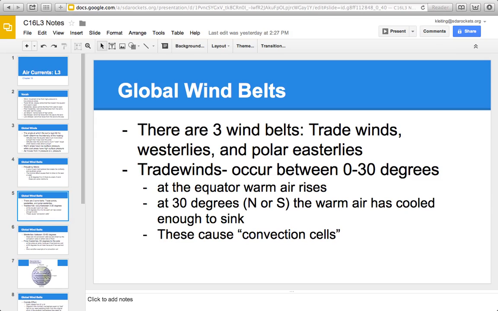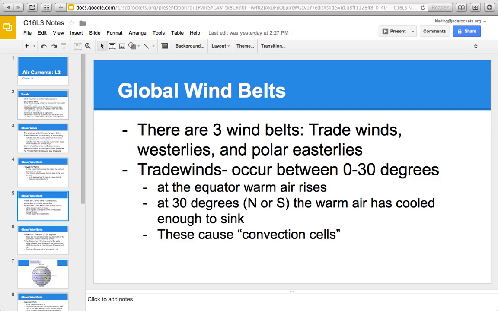The trade winds occur between 0, so the equator, and 30 degrees north or south. At the equator, warm air rises. Remember that. You're always going to know that warm air rises. At 30 degrees north or south, the warm air has cooled down enough to sink.